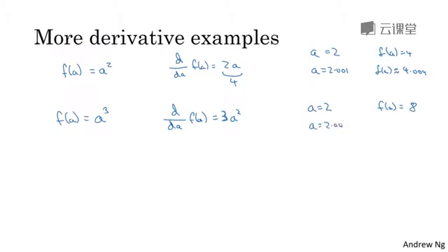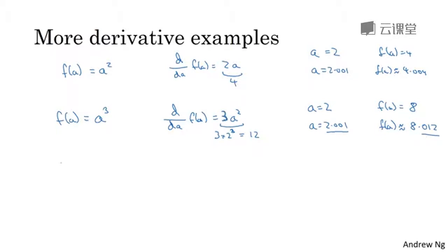So if we give a tiny little nudge, you find that f of a is about 8.012. And feel free to check this. Take 2.001 to the power of 3, you find that it's very close to 8.012. And indeed, when a is equal to 2, that's 3 times 2 squared. That's equal to 3 times 4, which is equal to 12. So the derivative formula predicts that if you nudge a to the right by a tiny little bit, f of a should go up 12 times as much. And indeed, this is true. When a went up by 0.001, f of a went up 12 times as much, by 0.012.